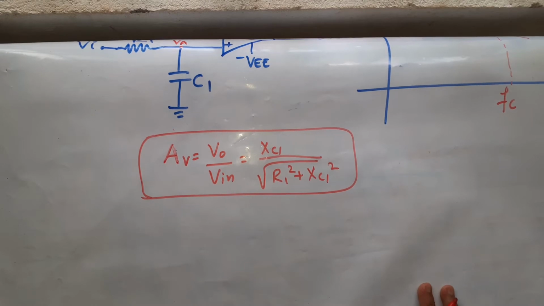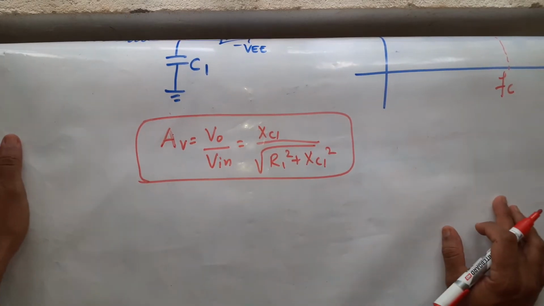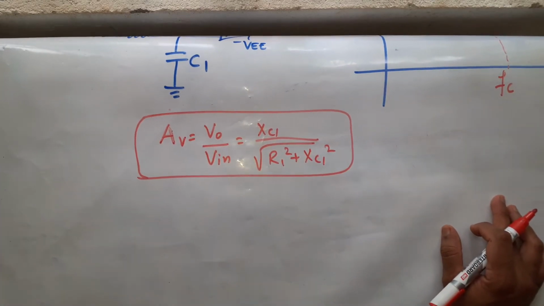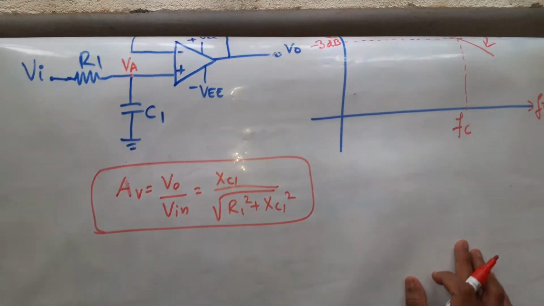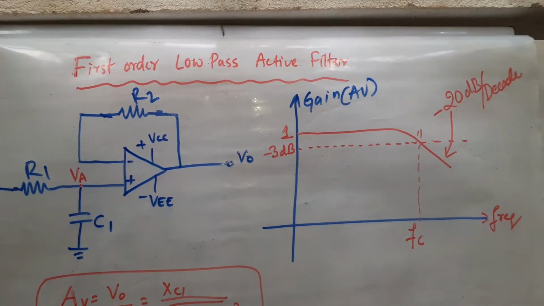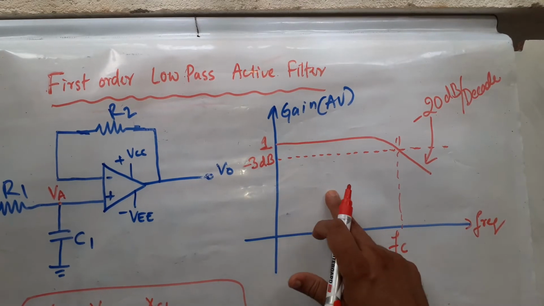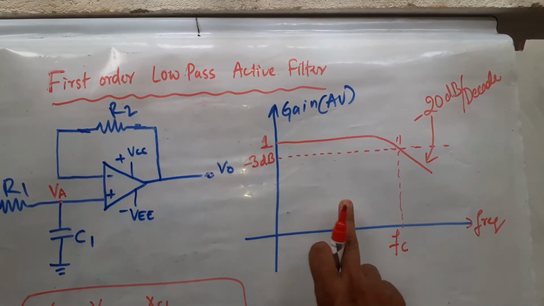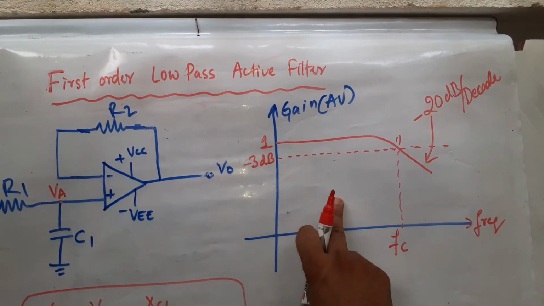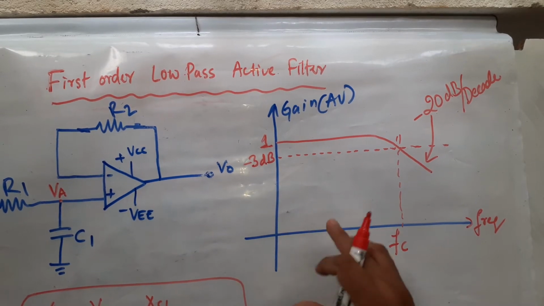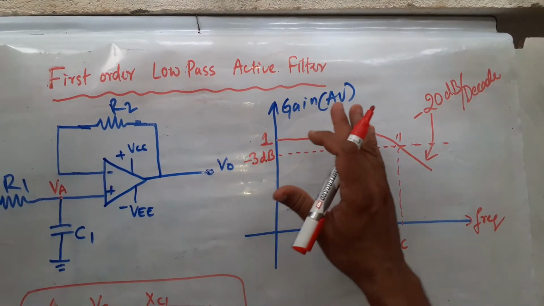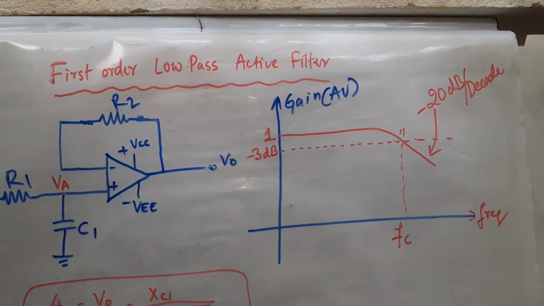I have erased my previous part just to have more space. Now, if you see this, this is called as frequency response of low pass filter. Now what happens when it is at lower frequency, what happens when it is at higher frequency, we will study.